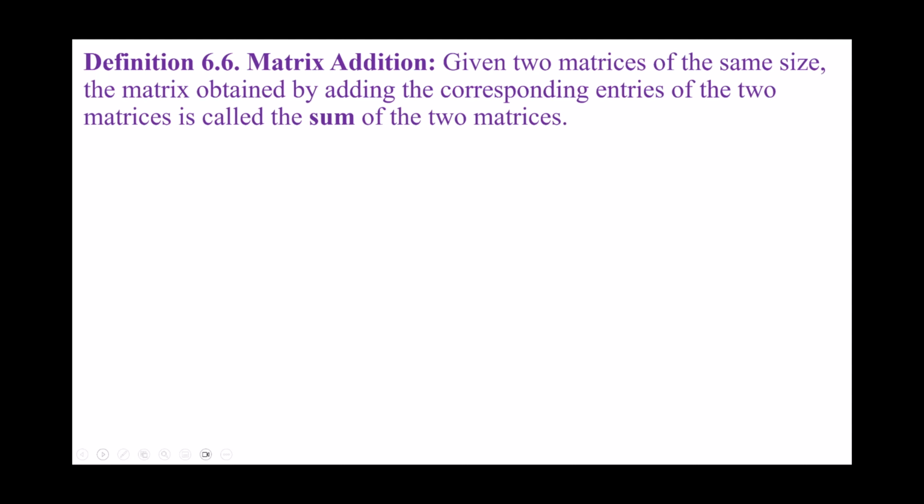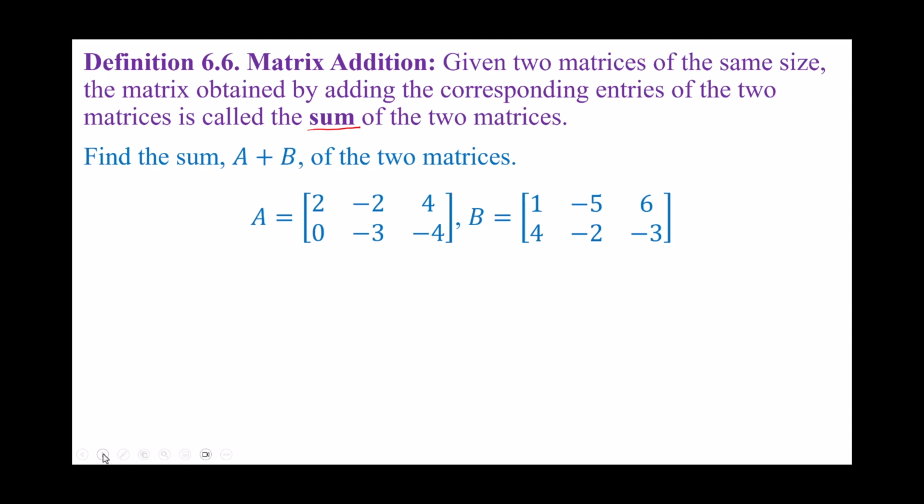Let's talk about matrix addition. Given two matrices of the same size, the matrix obtained by adding the corresponding entries of the two matrices is called the sum. So what that means, if I want to add two matrices, here's A and B, I want to add the two matrices. Notice they are the same size. They have to be the same size in order to add. So this one is 2 rows, 3 columns. This one is 2 rows, 3 columns. If they're not the same size, we cannot add the two matrices.